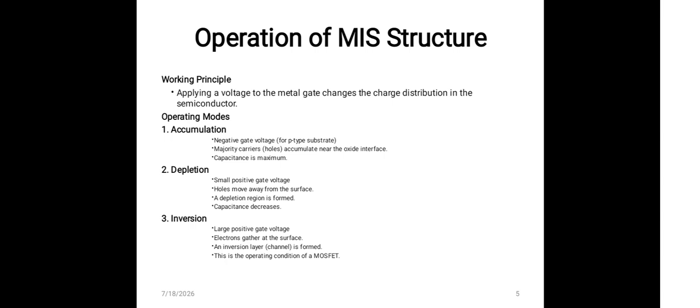The third mode is the inversion mode. It is an advanced version of depletion mode. Depletion occurs when a small positive voltage is used, whereas inversion occurs when a large positive voltage is applied. Electrons will be attracted towards the surface, and these electrons form an inversion layer, also called a conducting channel. This inversion layer allows current to flow between the source and drain terminals in the MOSFET. Therefore, inversion is the normal operating condition of a MOS transistor. As a result, we go with a large positive voltage, which makes electrons get attracted to the surface.